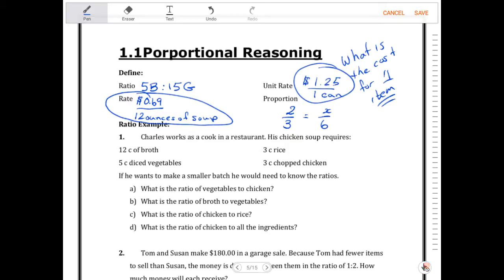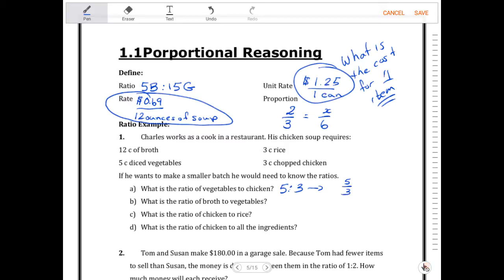Charles works as a cook in a restaurant. His chicken soup requires 12 cups of broth, 5 cups diced vegetables, 3 cups rice, 3 cups chopped chicken. If he wants to make a smaller batch, he would need to know the ratios. What is the ratio of vegetables to chicken? Okay, so vegetables to chicken. You could write it like this, 5 to 3. You also could write it in fraction form of 5 over 3 if you wanted to.